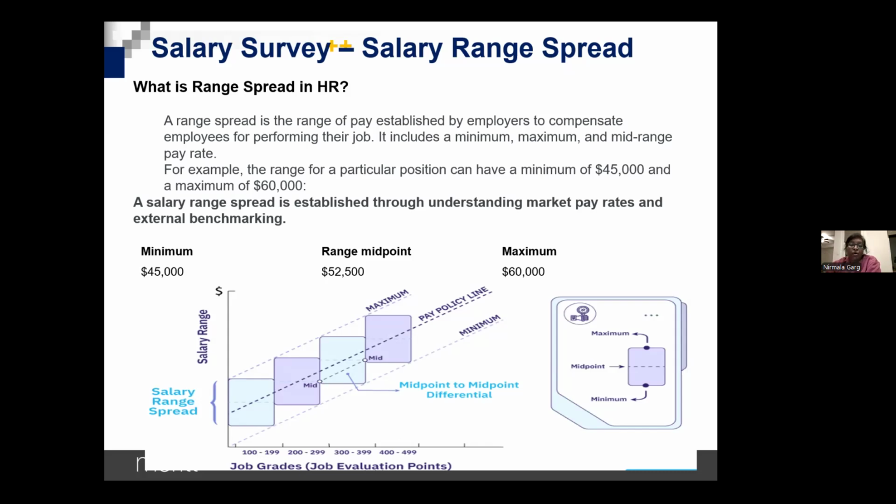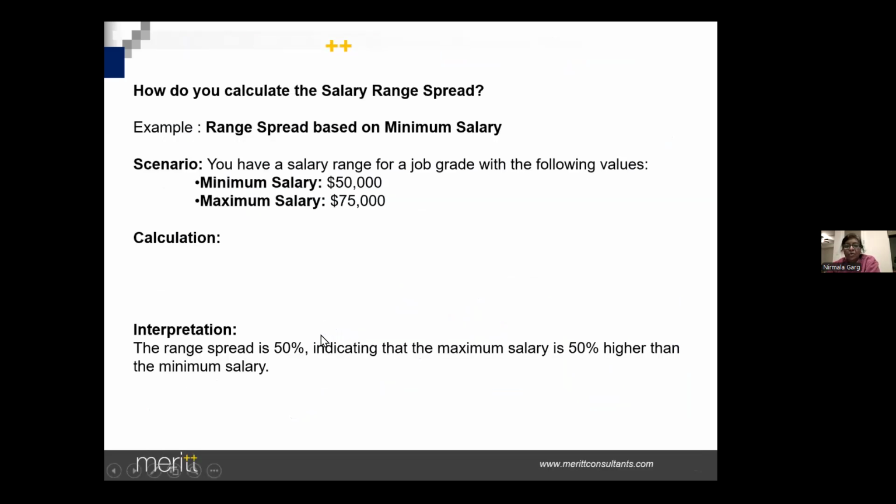And now, what is a midpoint? When there is a salary range, there is a midpoint. Let me give you more data. Say there's a salary range where the minimum is 45,000 and 60,000 is the maximum. What is the midpoint? 52,500. How did I arrive at this? There is a formula to it. How do I calculate it?